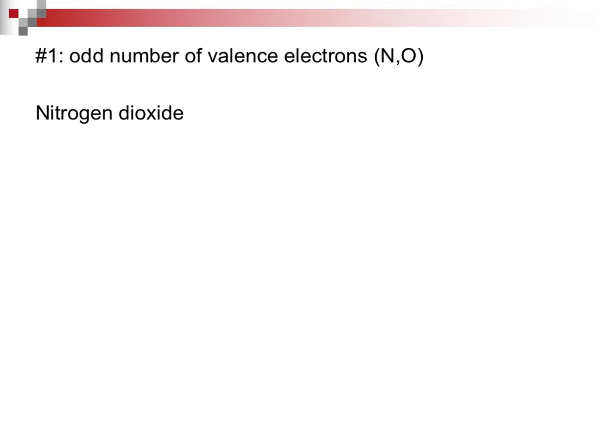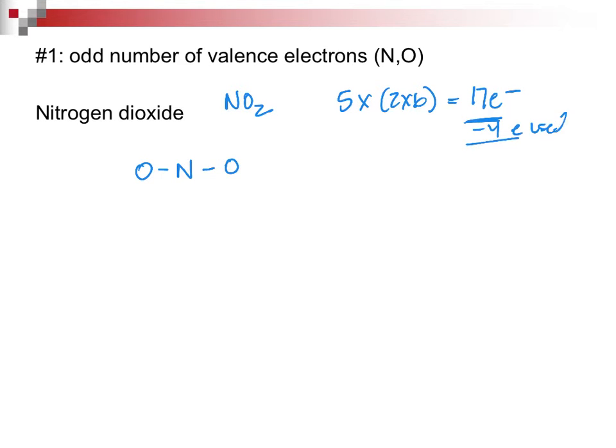So here's nitrogen dioxide, NO2. How many electrons does nitrogen dioxide have? 5 from nitrogen, 2 times 6 from oxygen, giving us a grand total of 17 electrons. Well, there's our odd number, but let's work it through and show you what's happening. Nitrogen is in the center, oxygen is on the outside. I've used up 4 electrons, they have been used. I have 13 electrons left.